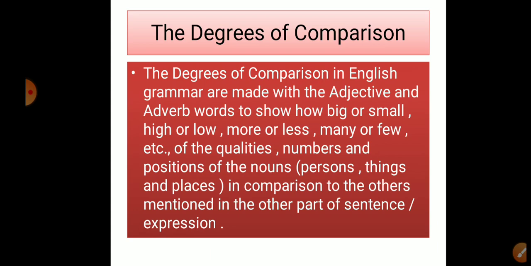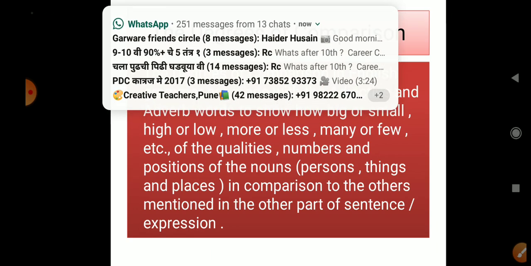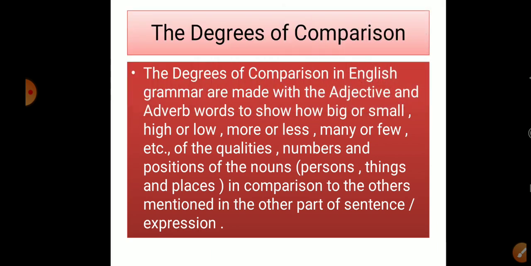The degrees of comparison in English grammar are made with the adjective and adverb words to show how big or small, high or low, more or less, many or few, etc. of the qualities, numbers and positions of the nouns, that is persons, things and places, in comparison to the others mentioned in the other parts of the sentence and expression.